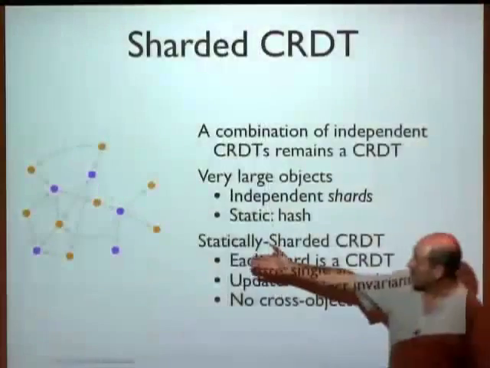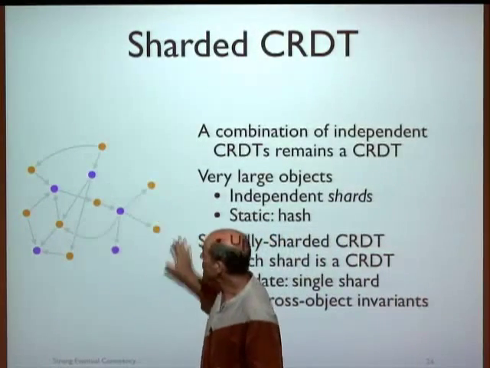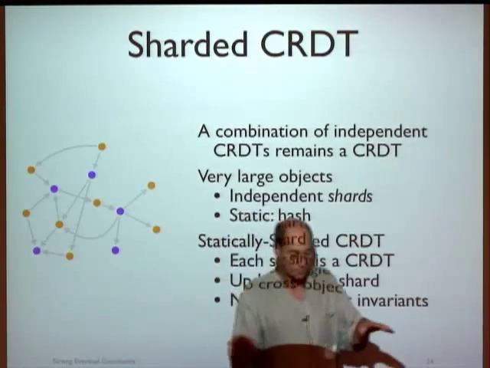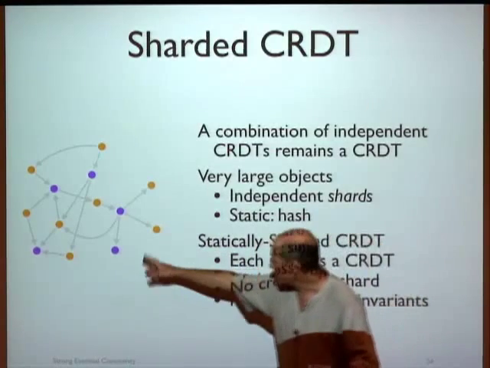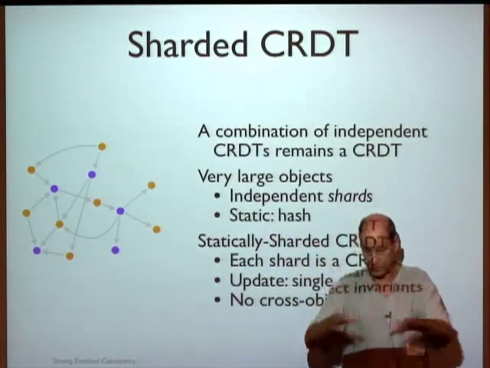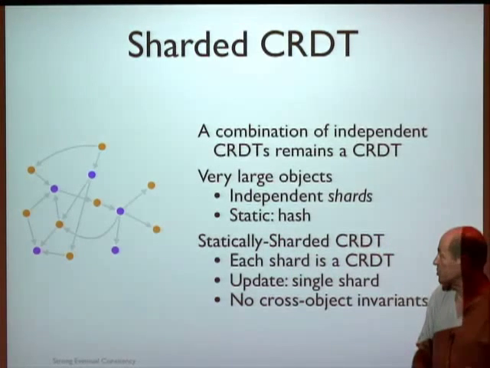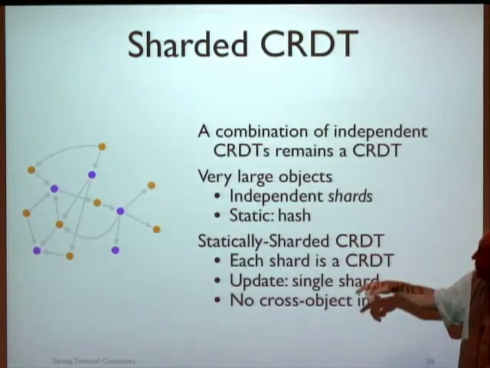For instance, if I take my graph and I can arrange it so that I can subdivide the edges and the vertices into partitions, I can do the updates independently in each partition. Of course, this only works if the partition is static. If you have some sort of hash function that will tell you this vertex goes in this side and this vertex goes in that side, and everybody applies the same hash function, that'll work.